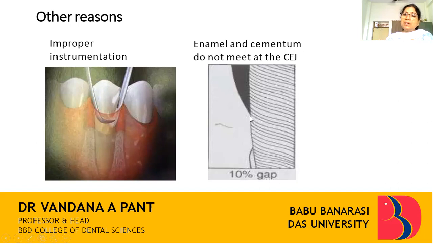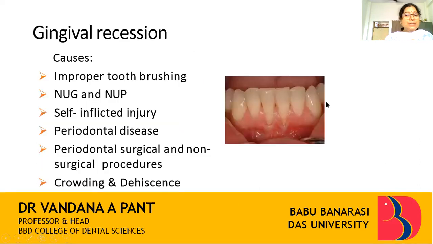One is overlapping, one is butt joint, and here it is where the cementum and enamel do not meet. When the cementum and enamel do not meet, it results in dentine exposure. So this is also one of the reasons where there will be hypersensitivity. Now gingival recession, yes, again here the cementum is exposed, and because cementum is thin and soft, it gets lost and then dentine gets exposed and the patient feels the hypersensitivity.